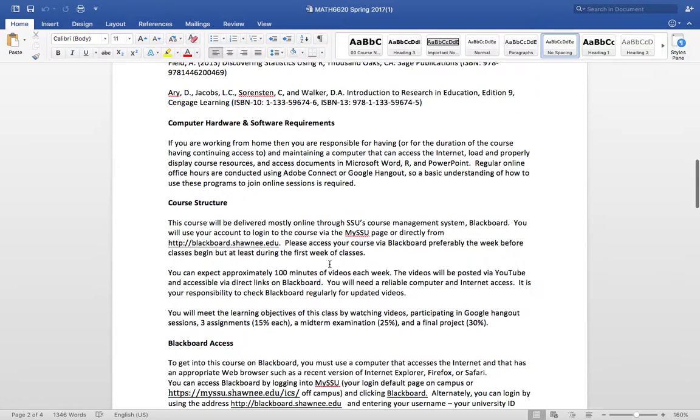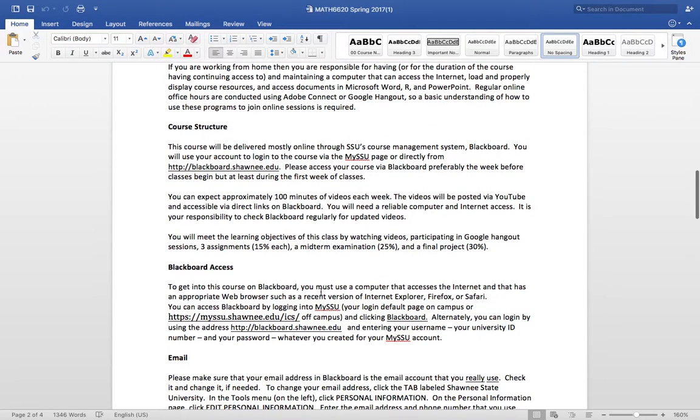Computer hardware, guys, I'm not going to go through all this. I want to keep this as brief as possible. The course structure and Blackboard access are all like before.